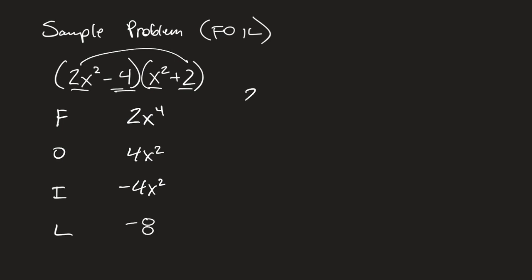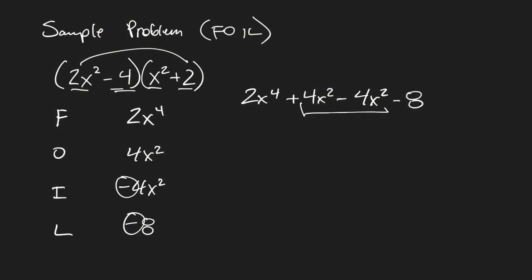Let's put them together. 2x to the fourth plus 4x squared minus, this comes along, 4x squared. This is a minus 8. I can combine like terms. This actually cancels. That's fortunate for us. And I get 2x to the fourth minus 8. This is my final answer. My final answer is a binomial of degree 4.